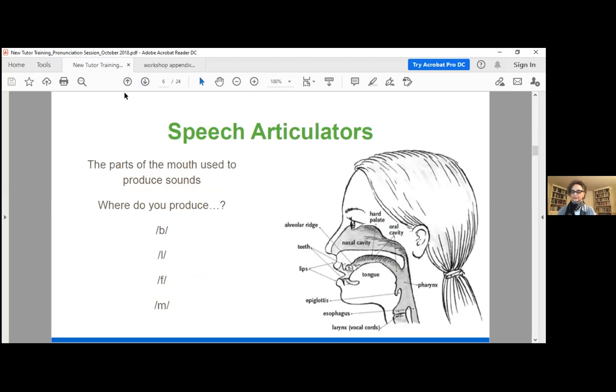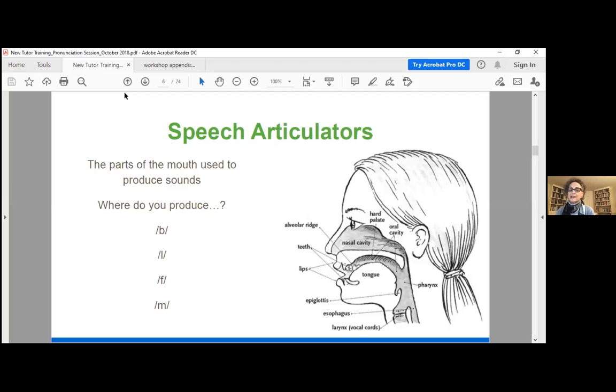B. B. Now, what are you using to make that sound? Anybody can call out, I think. Lips. Excellent. So lips is one of the articulators.